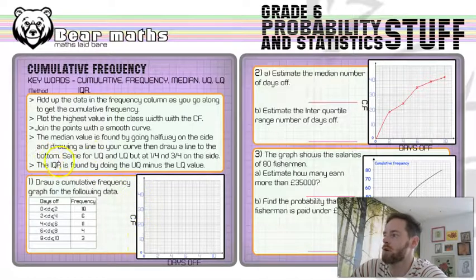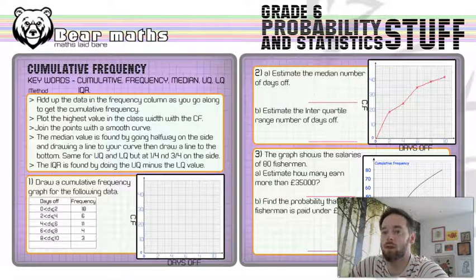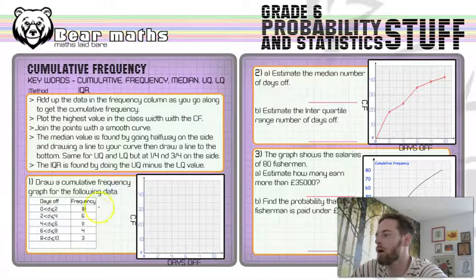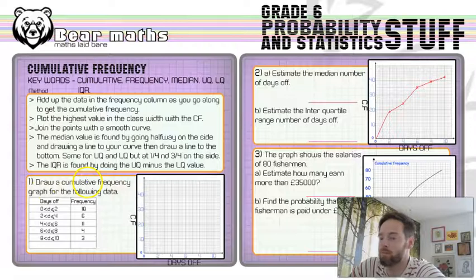Now to find the interquartile range, you find the upper quartile and then take away the lower quartile value. The interquartile range is the middle 50% of the data that's been collected, and it's a more accurate measure of the spread of the data. It kind of gets rid of any low end or high end outliers. So it's a good measure of spread of data and consistency.